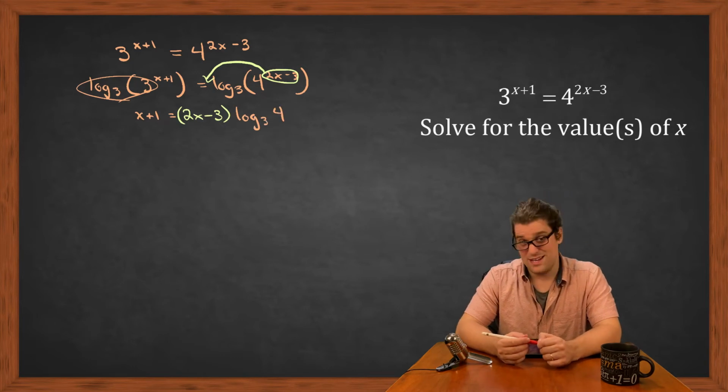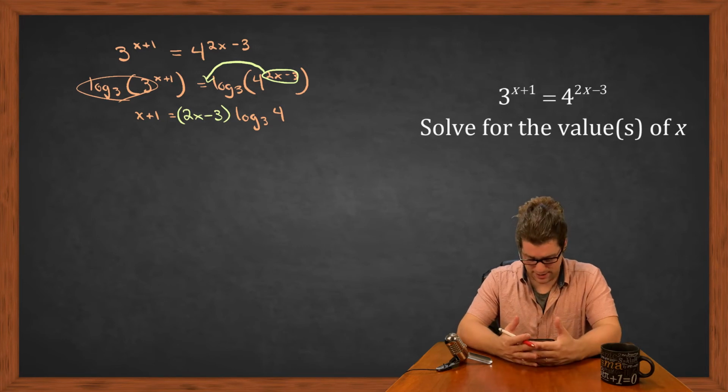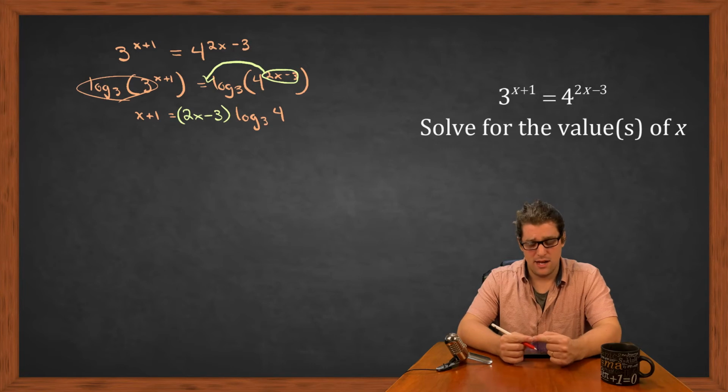Now, what I need to do is solve this thing for x. My x is actually inside of a bracket that's multiplying the log base 3 of 4.